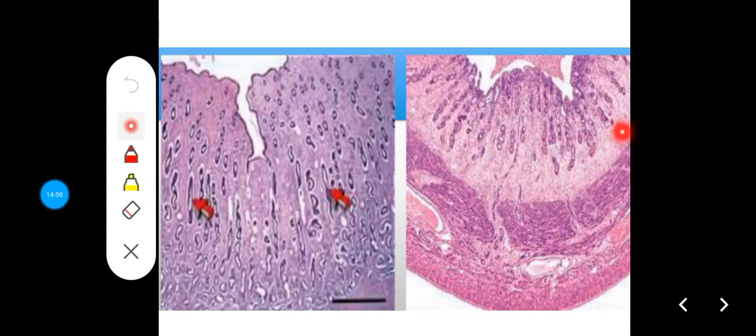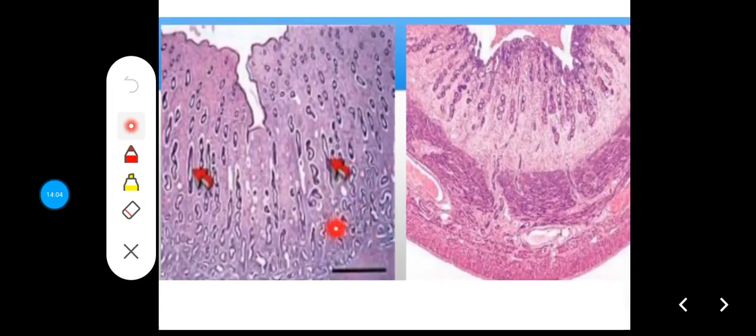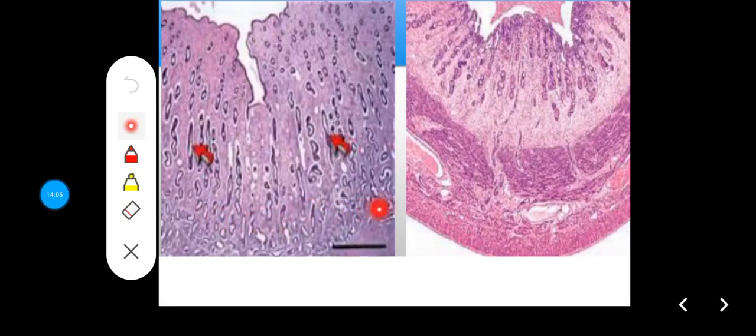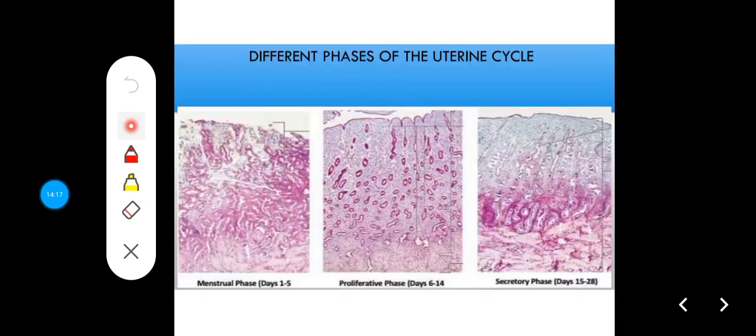So same thing here. The glands extend deep into the basal layer of the mucosa. So you can appreciate that. So these are the uterine glands in secretory phase. So this is the phases of the uterine cycle and how the endometrium appears in them.